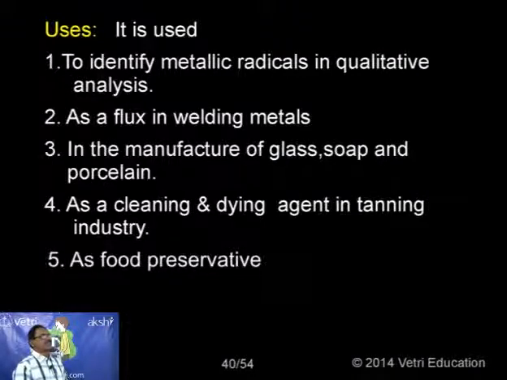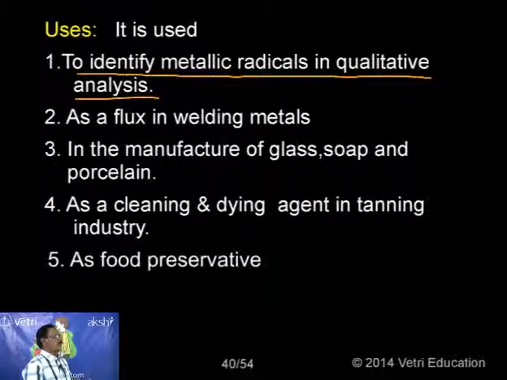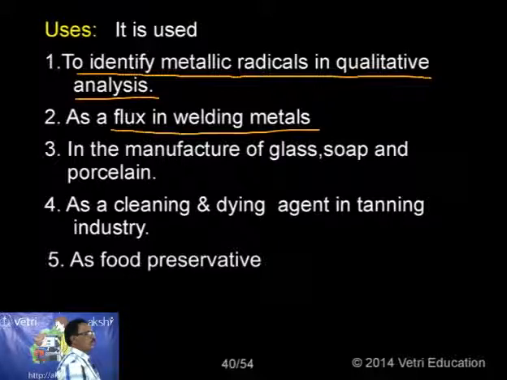Coming to the uses: first, it is used to identify metallic radicals in qualitative analysis. It is commonly used for this. I have just explained the borax bead test. Using a platinum loop, we can easily test in the laboratory, and a number of cations can be identified. Number 2, it is used as a flux in welding metals. During welding of metals we use this compound as a flux.